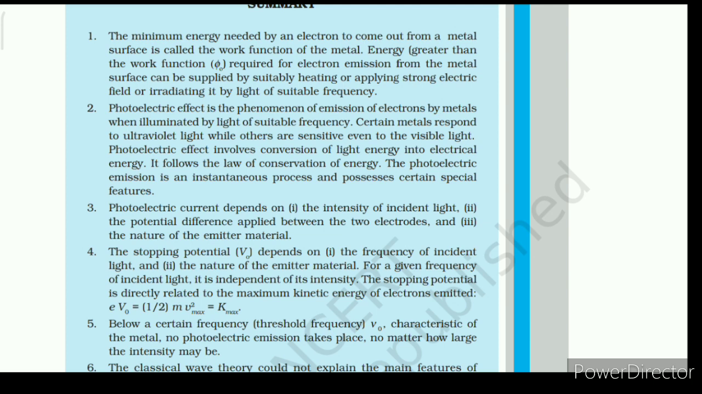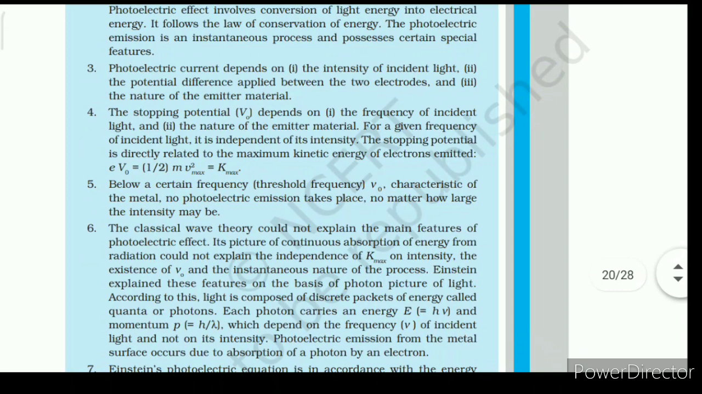The waves associated with moving material particles are called the matter waves or de Broglie waves. Number 9. The de Broglie wavelength associated with a moving particle is related to its momentum p as lambda is equal to h upon p. The dualism of matter is inherent in the de Broglie relation, which contains a wave concept and a particle concept. The de Broglie wavelength is independent of the charge and nature of the material particle.